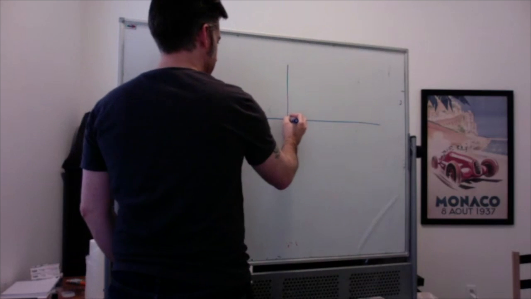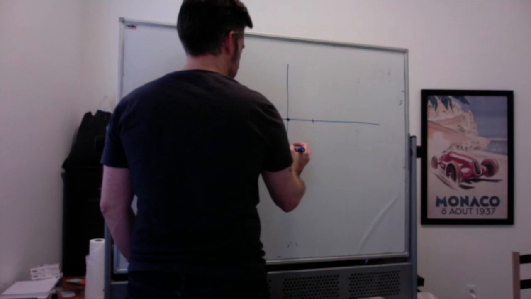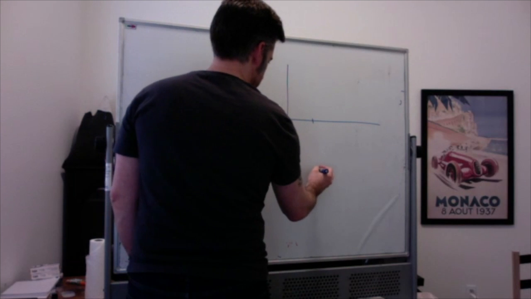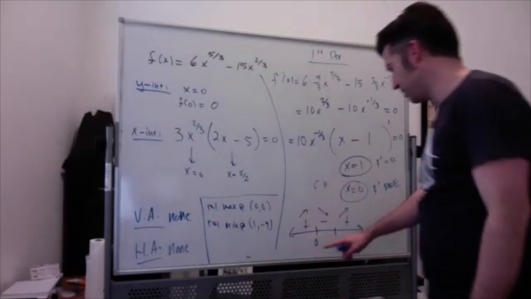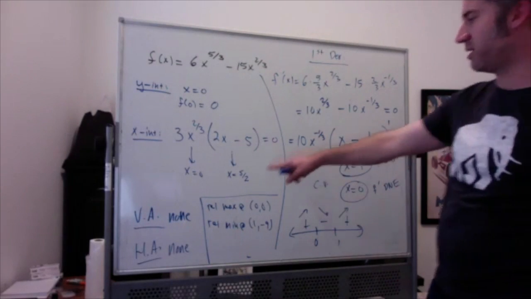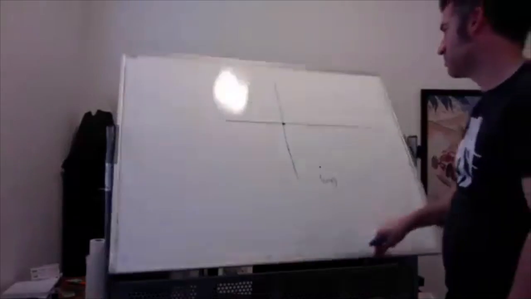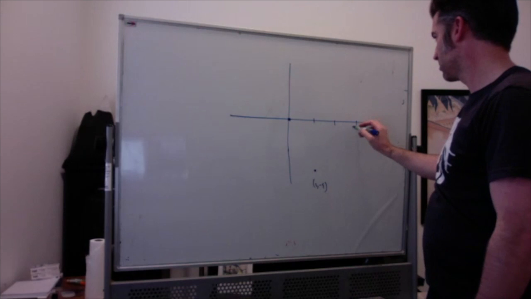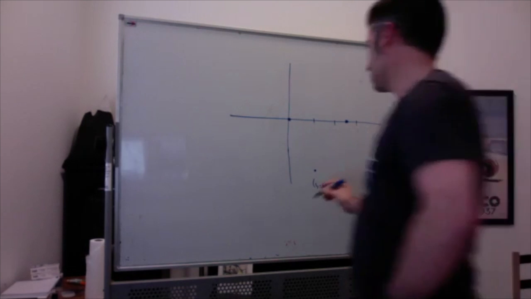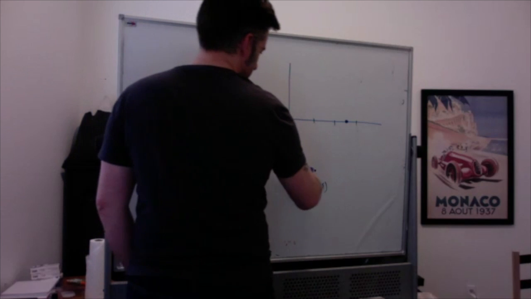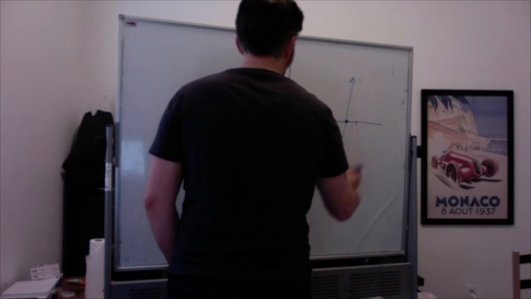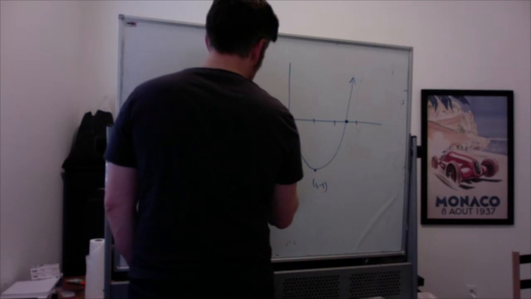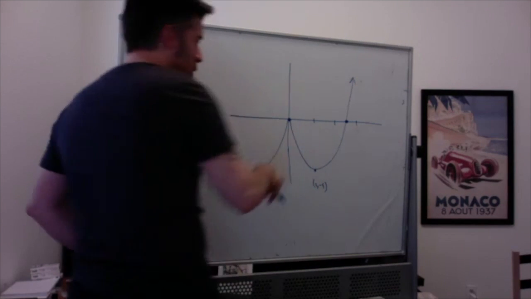Let's see. So I've got 0, 0. I've got 1, negative 9. And is that all I've got so far? Oh, and I guess it's increasing, decreasing, increasing. Oh, and I have another x-intercept at 5/2. So I know it's increasing, decreasing, increasing. And I know it's going to do this kind of deal. Right? It should be pointy there.